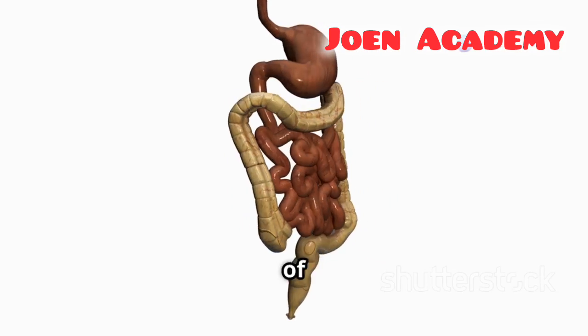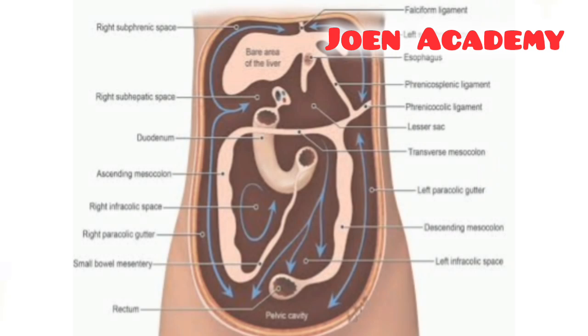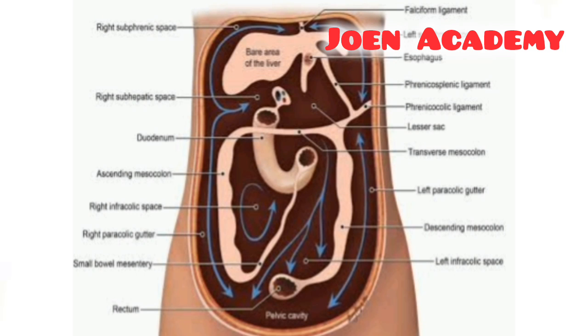The medial boundary of the right paracolic gutter is the ascending colon and its associated cecum. Its lateral boundary is the peritoneum covering the right lateral abdominal wall. Superiorly, the right gutter is continuous with the subhepatic space, specifically the hepatorenal pouch or Morison's pouch, and can extend into the right subphrenic space.